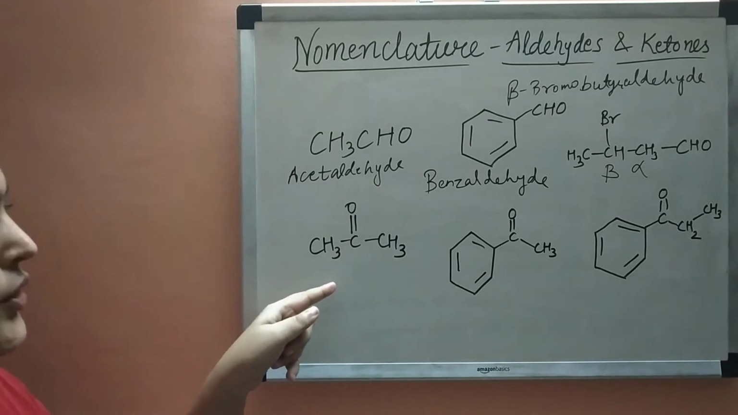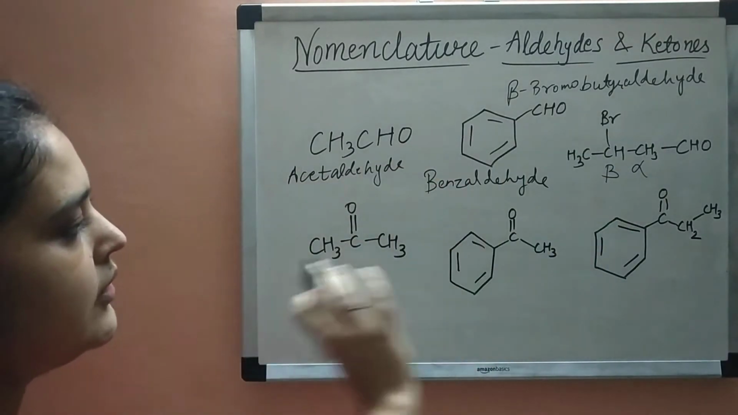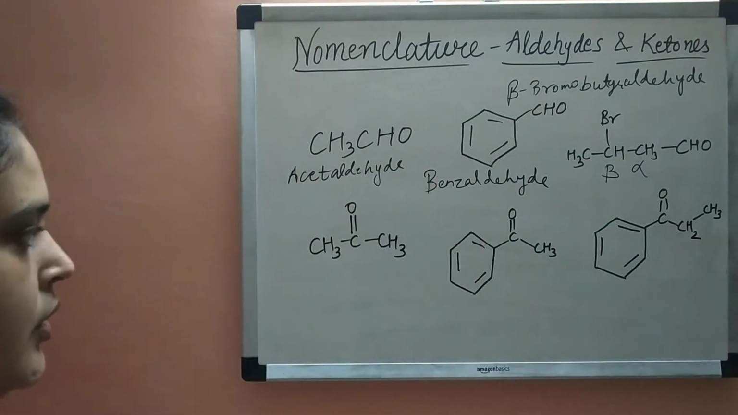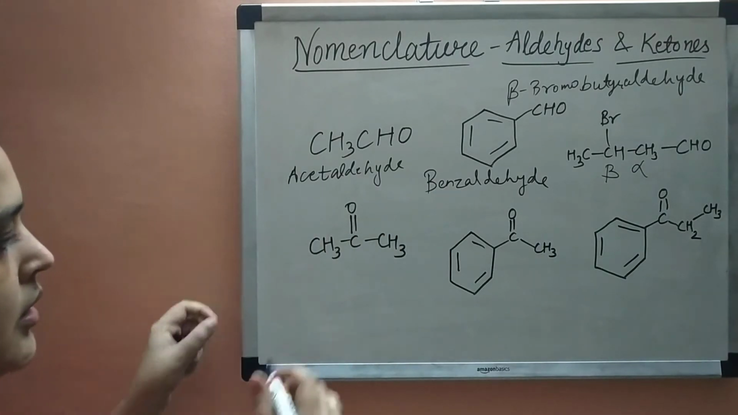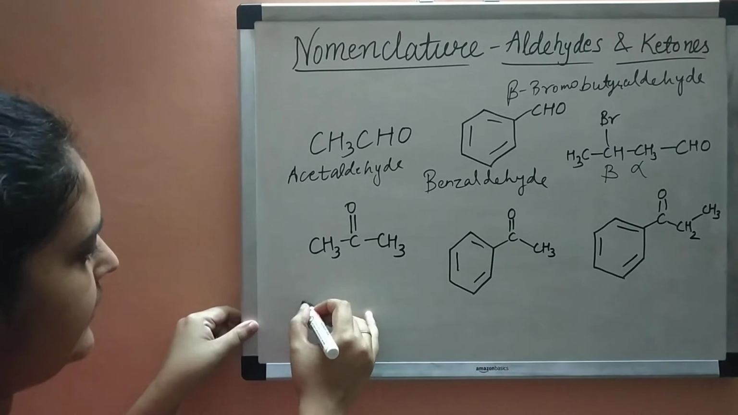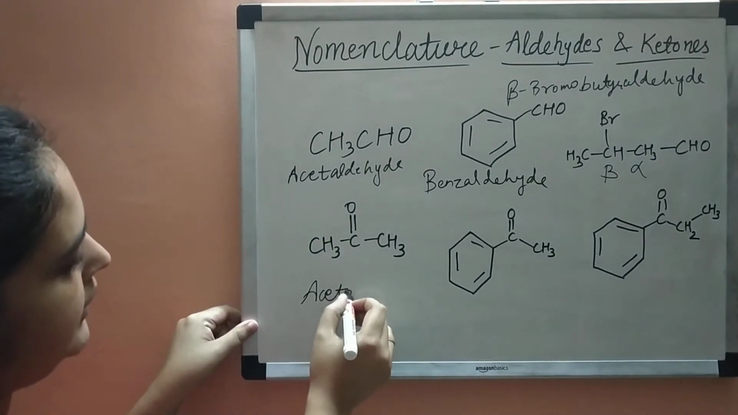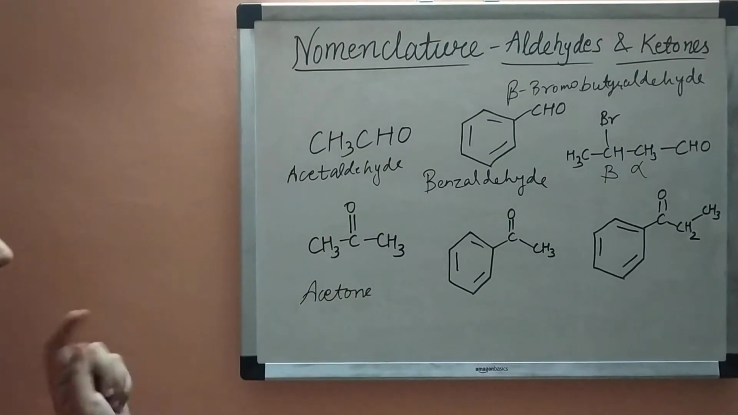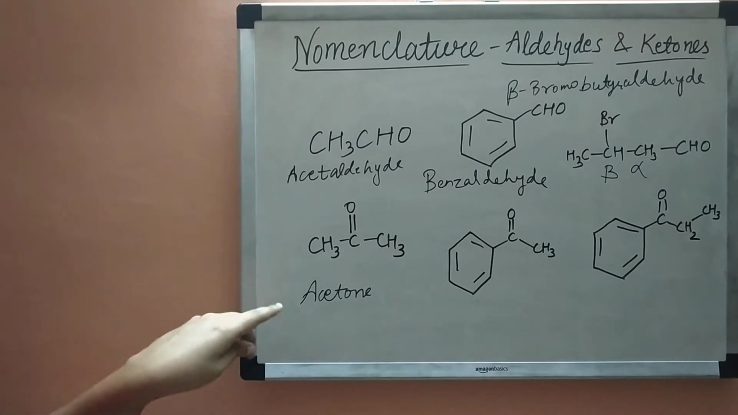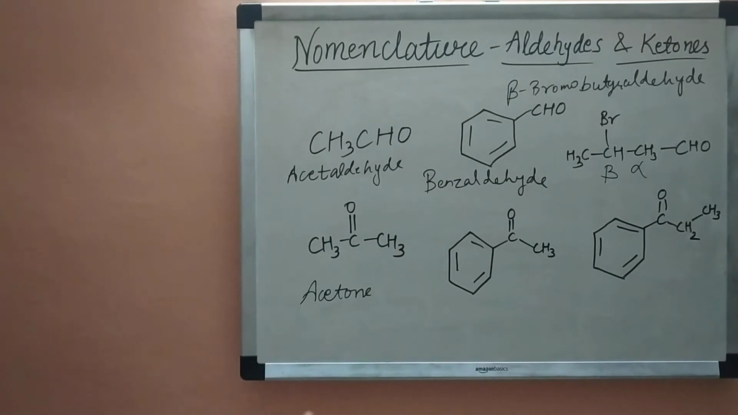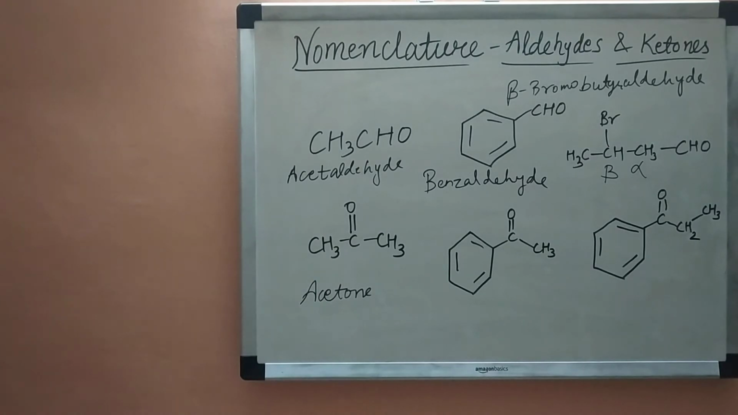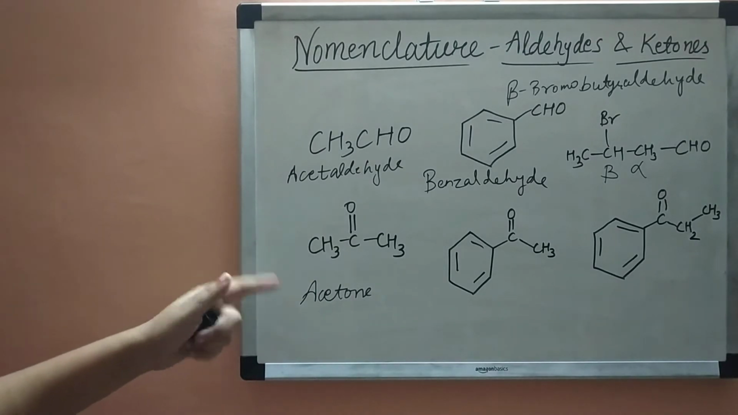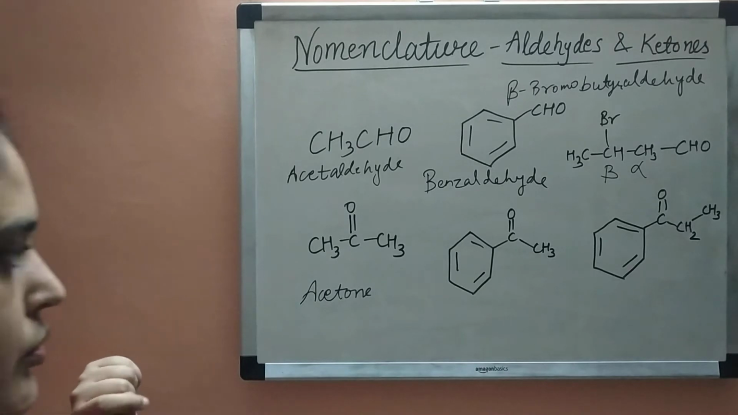Now this is a ketone. So these were the aldehydes. Now we'll discuss the common names of ketones. The simplest ketone is known as acetone in common name. So this is acetone, and it can also be named dimethyl ketone. That is also a common name, but it is most commonly named acetone.